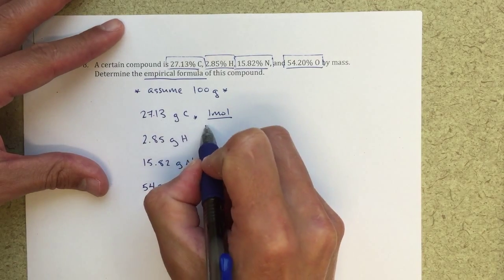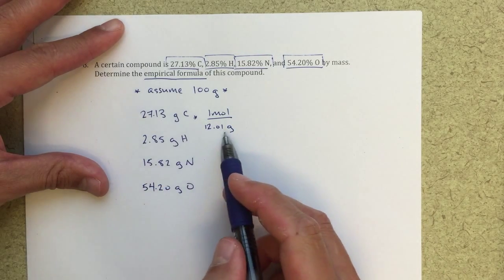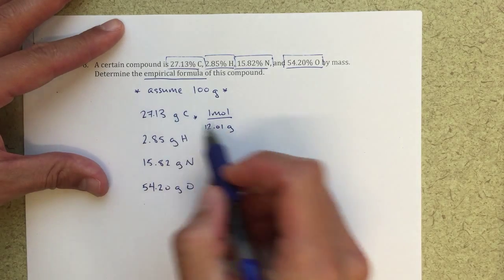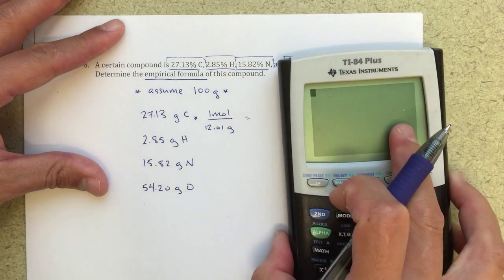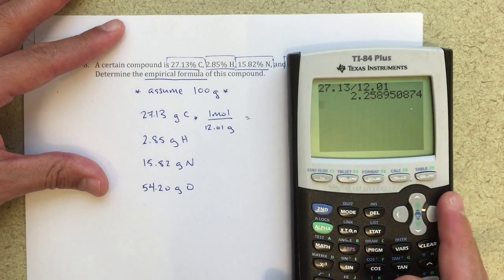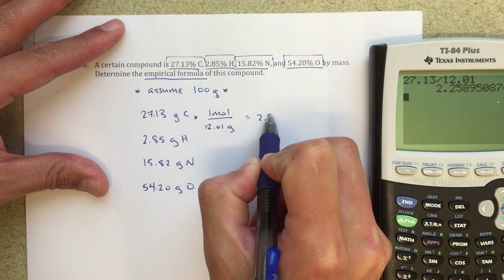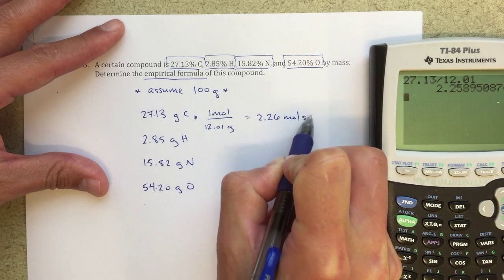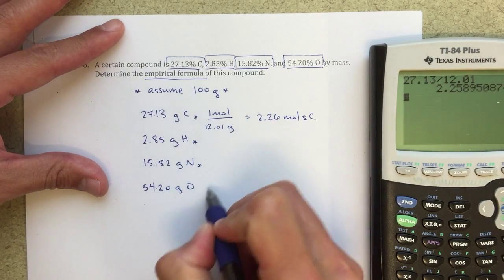I'm going to do that by multiplying by 1 mole over 12.01 grams for carbon. This 12.01 comes from the periodic table. This is how I would convert from 27.13 grams of carbon into moles of carbon. On my calculator, I would just type in 27.13 divided by 12.01, and I get 2.26. Really, we could use 4 sig figs here, but I'm going to round that to 3 sig figs. 2.26 moles of carbon. I'm going to do the same thing for hydrogen, nitrogen, and oxygen.